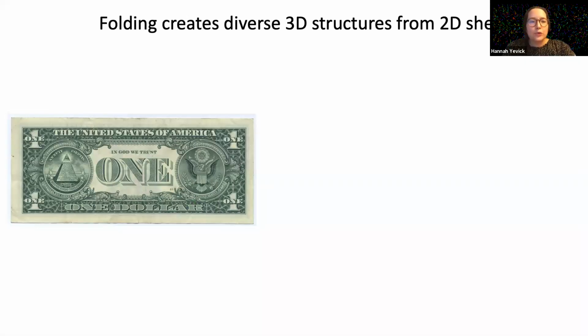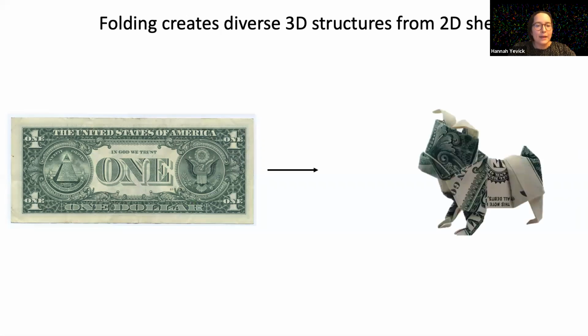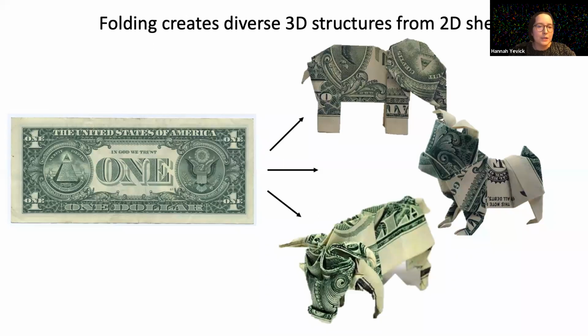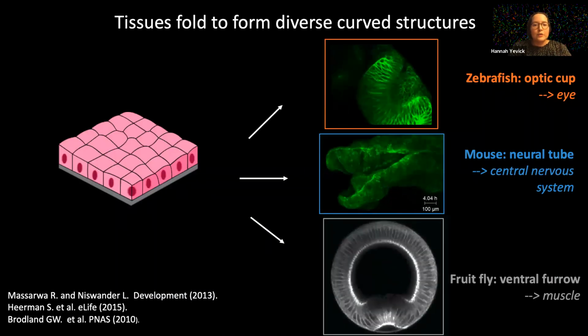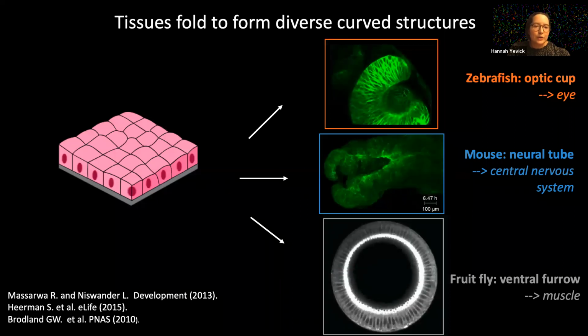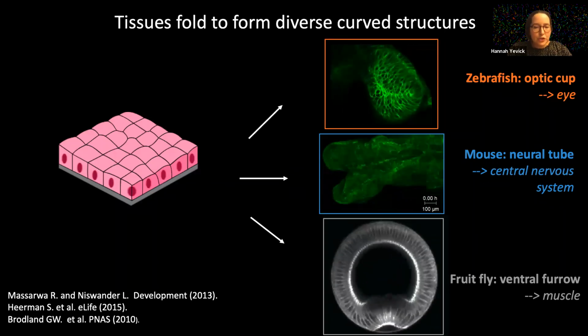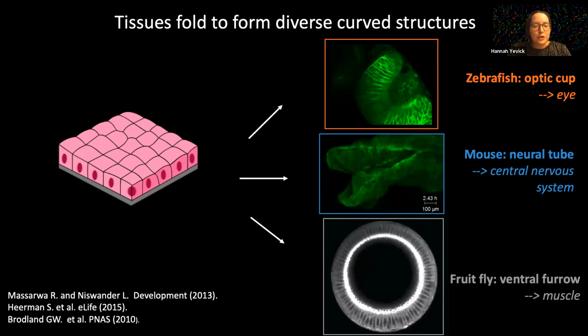So one way to achieve 3D structure is through the folding of a 2D sheet. This is illustrated here, where you can take a simple dollar bill, and by applying creases over the course of time, you can build this final 3D structure. But as you can imagine, by varying the position and timing of these folds, we can end up with completely different final outcomes. And so this strategy of folding to form 3D shape is used, in fact, during development, where tissue folding builds completely different structures.